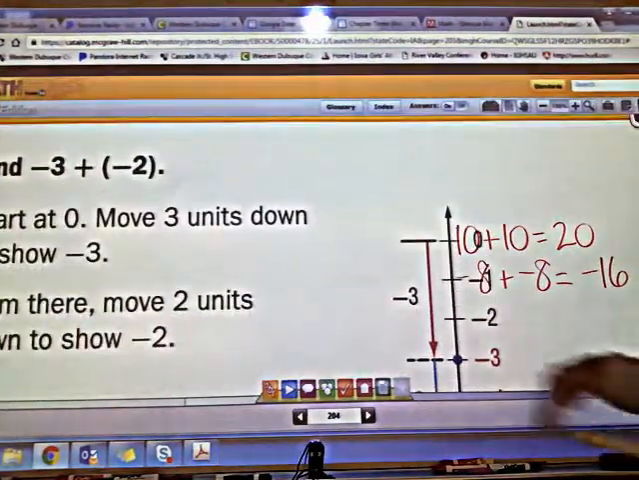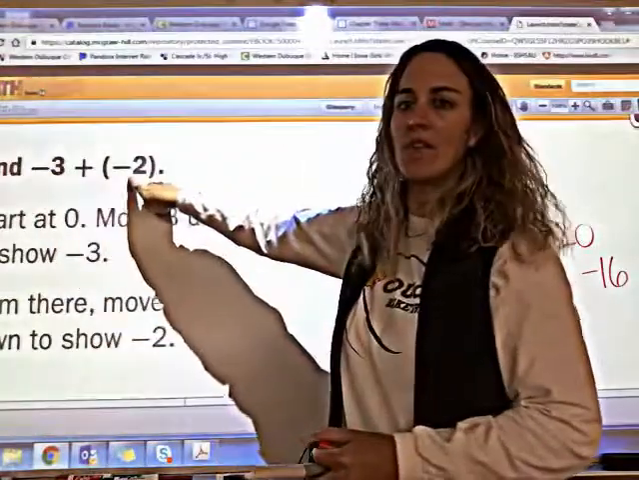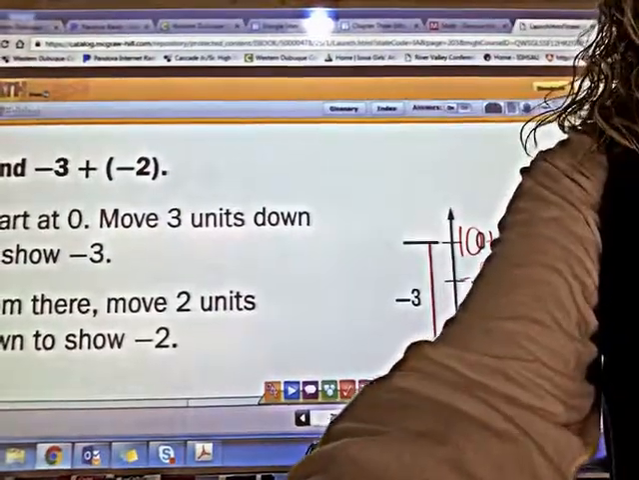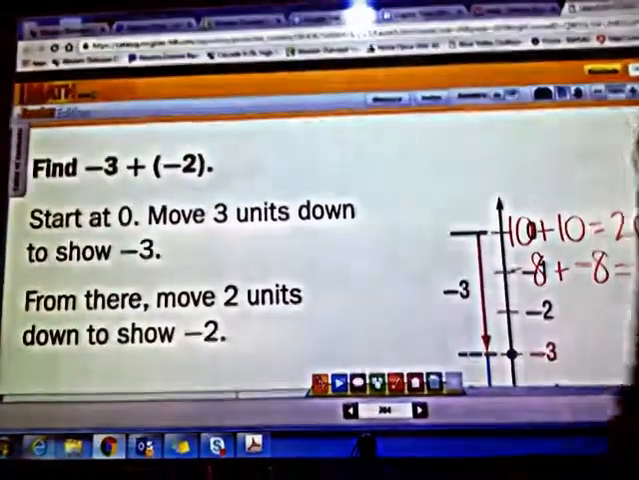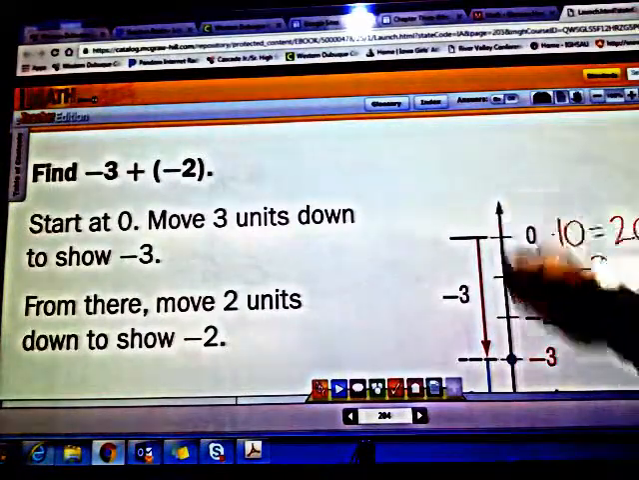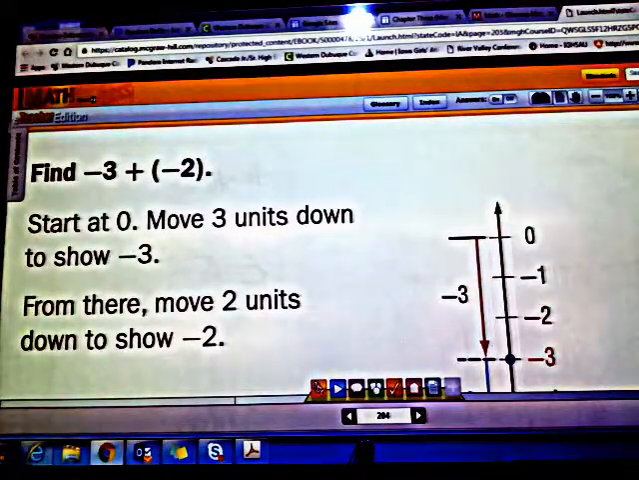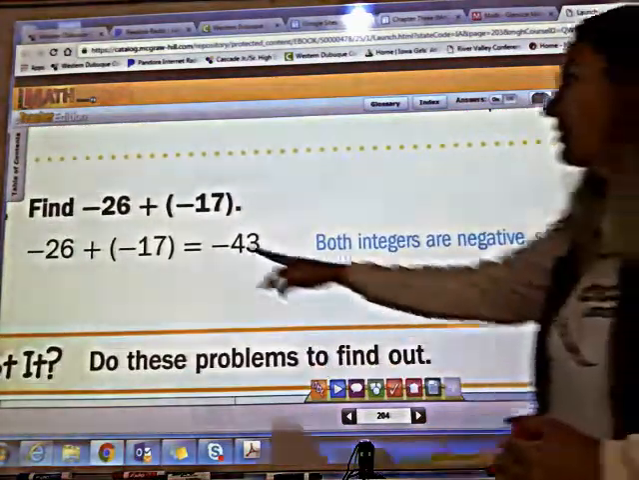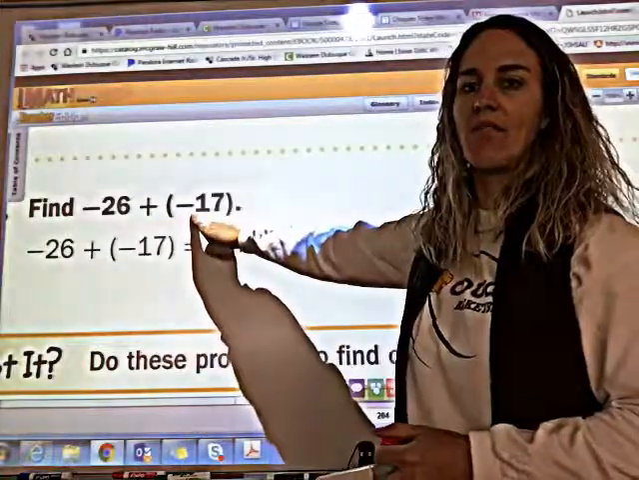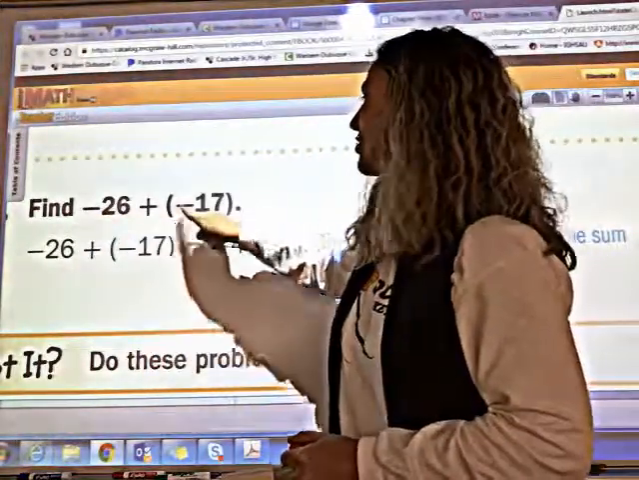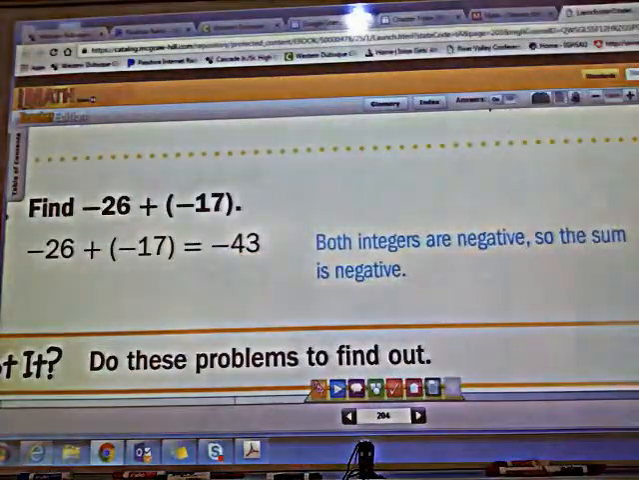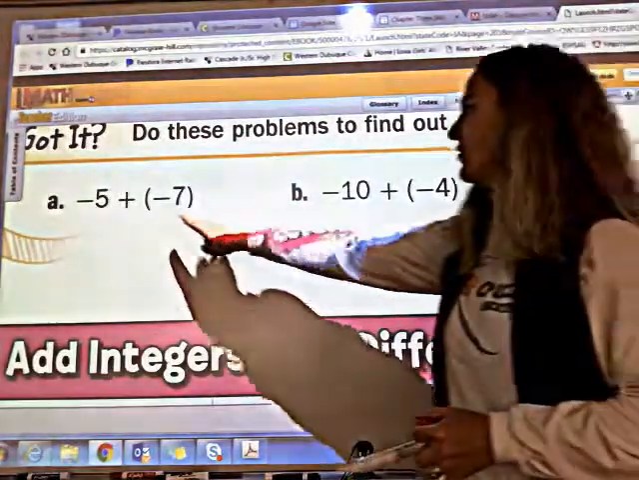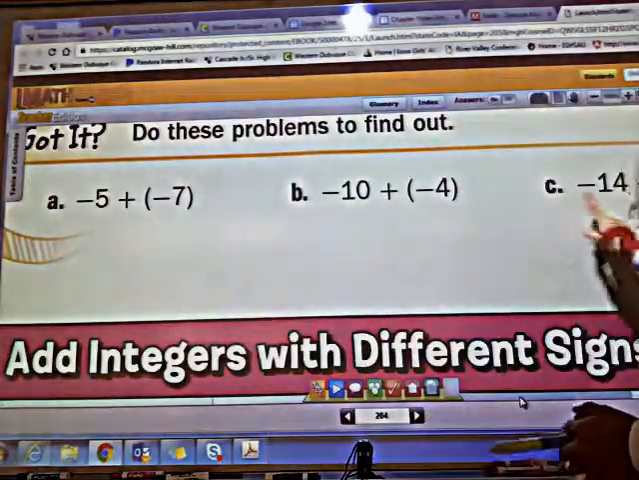Here's a few more examples. Again, you have a -3 and a -2. Both of those integers have negative symbols in front of them, so therefore our answer is going to be a negative answer. And over here, they are giving you the number line as a visual to show you what your answer would be. Another example, -26 plus -17. Again, both integers are negative, so our answer is going to be a negative. Please take a minute right now and fill in A, B, and C.